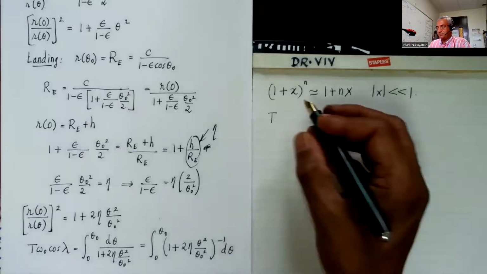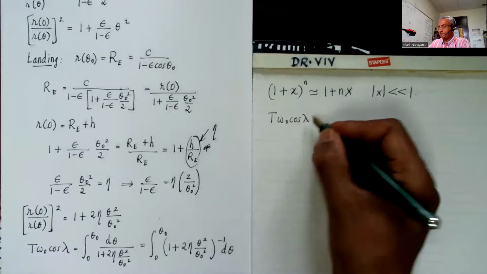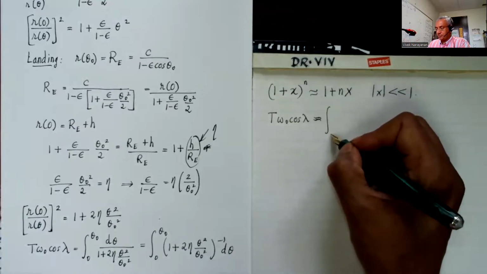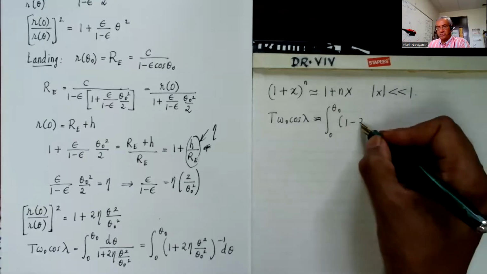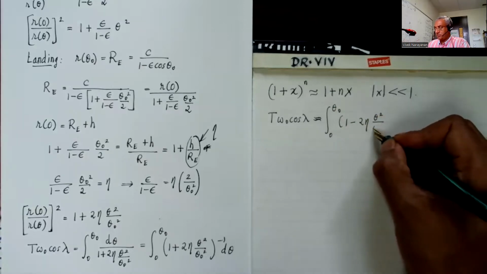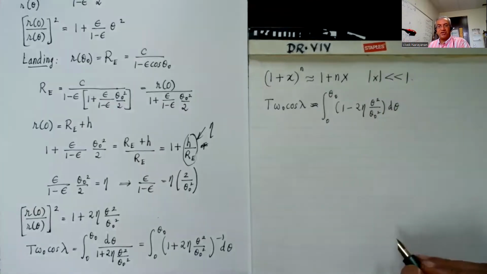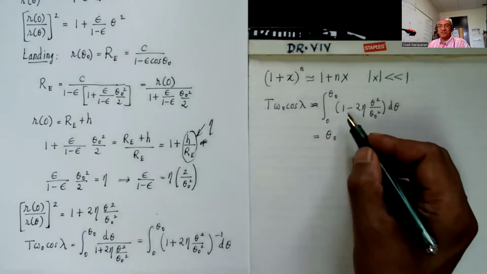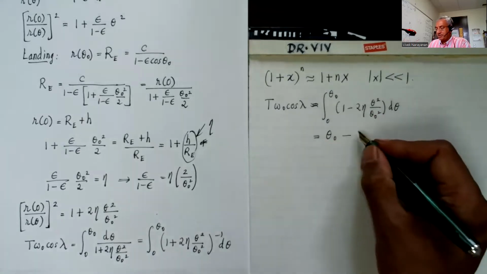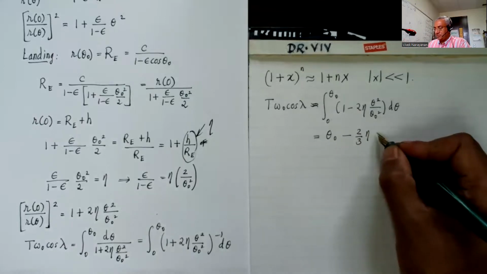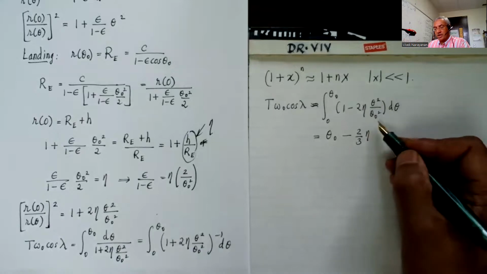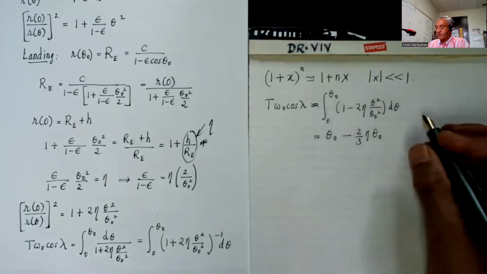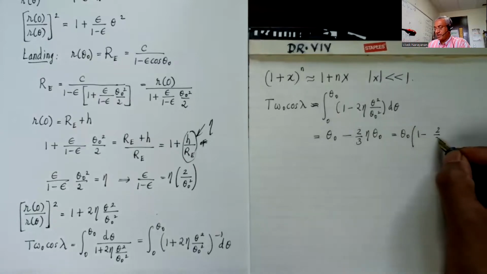So I'm going to get t omega naught cosine lambda is equal to, or put an approximate sign there, the integral from 0 to theta naught of 1 minus 2 eta theta squared over theta naught squared d theta. Now this should already make you pretty excited because you see the 2/3 factor coming from this computation. So the integral of 1 is just theta, and so the limits are going to be theta naught minus 2/3 eta. This is going to be theta cubed over theta naught squared. So when you put the limit of theta naught, I get theta naught cubed over theta naught squared, which is just theta naught. So that's just theta naught times 1 minus 2/3 eta.